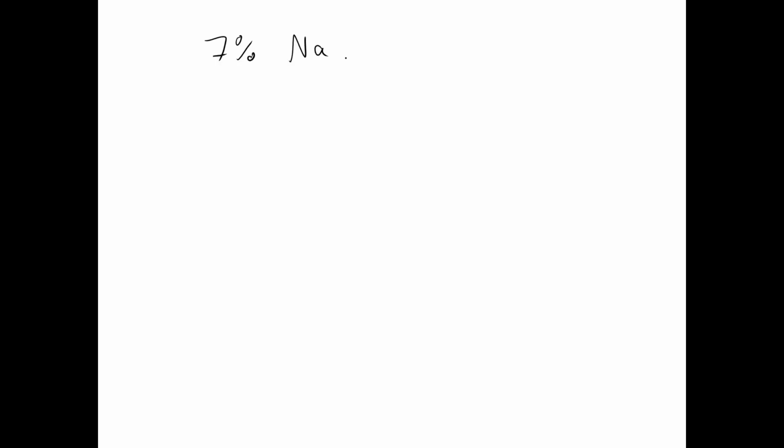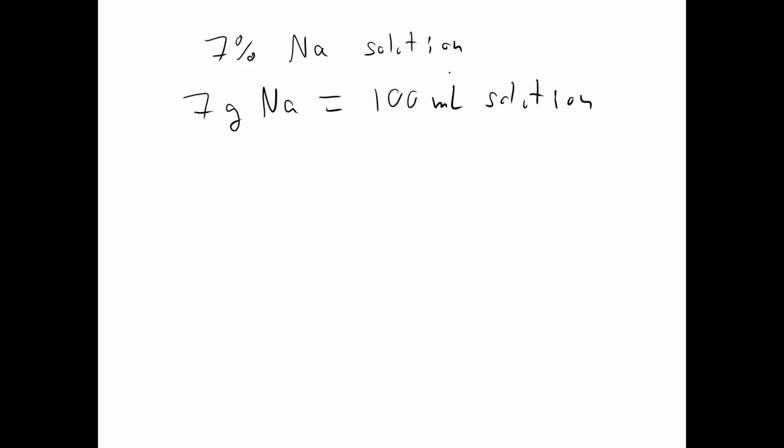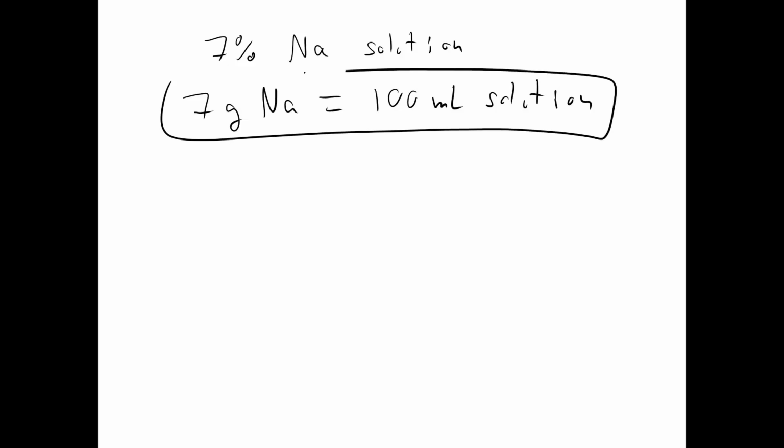sodium solution. That means that there are 7 grams of sodium in 100 milliliters of solution. You can use this as a conversion factor. You don't necessarily have to use the formula part divided by total times 100 and solve. You can, and that's fine. But this can make it easier.